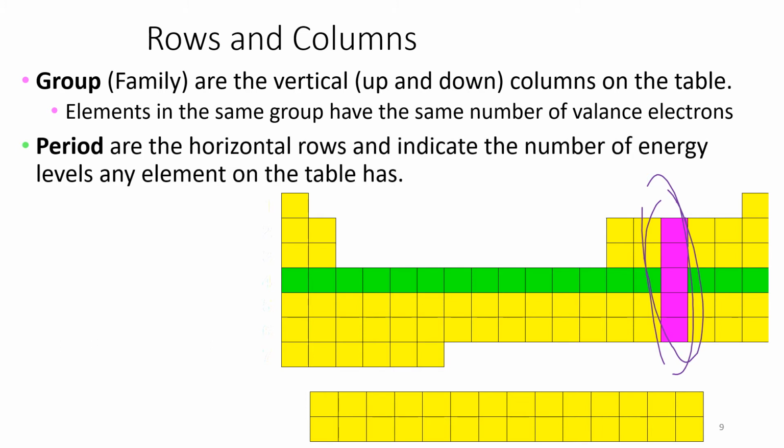Conversely, the periods, where the periodic table gets its name from, are the horizontal rows. They are the things that go across the periodic table, and the elements that are in the same period have the same number of energy levels. If we were to draw Bohr's model, this will show us how many rings we would end up using for our electrons to live in.